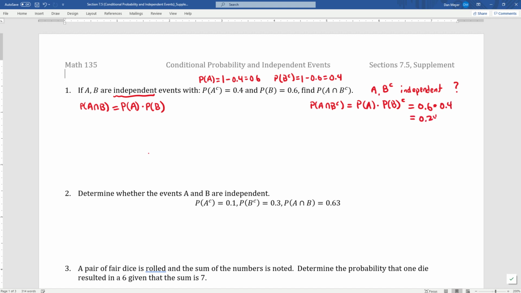All right, so I think that's going to end up being our answer here, but we should check. We should check to see whether or not A and B complement are independent when A and B are. And I think the only real way that we can do that is to maybe make a Venn diagram. So we'll have our Venn diagram with our two sets A and B.